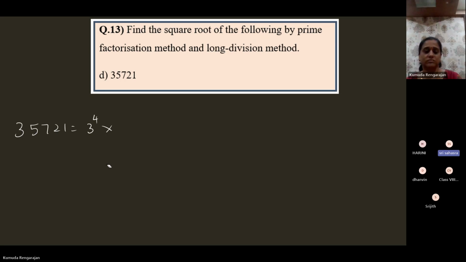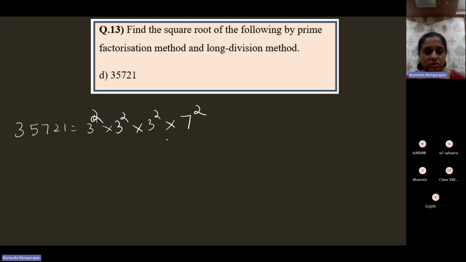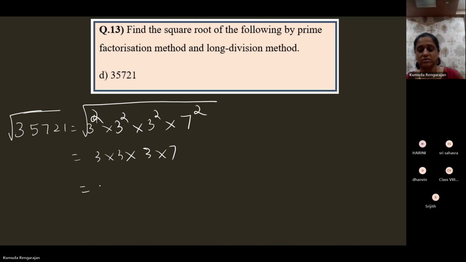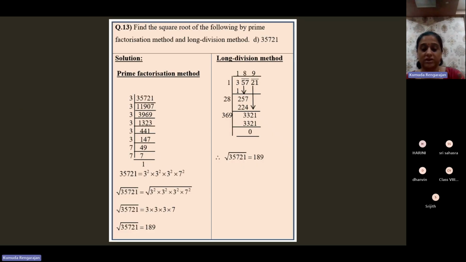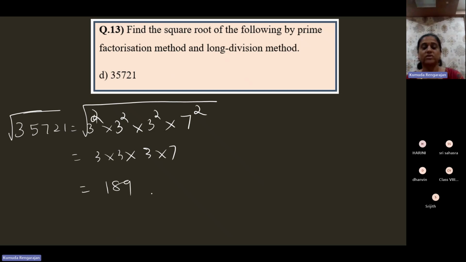Ma'am, the answer is 3 square into 3 square into 3 square into 7 square. Correct. So this is the prime factorization of 35,721. So what's the square root of the number? 3 into 3 into 3 into 7, which is 189. Very good, Sahasra. Very good.